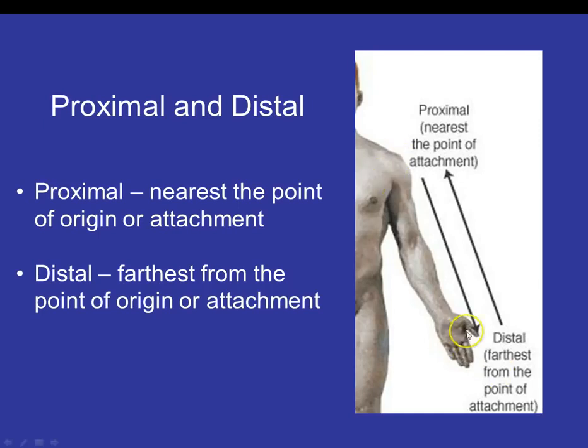So your fingers and your hands are going to be the furthest away from it, meaning that that's the distal end of the arm. Just like with your legs, your toes and your ankles will be the distal end of the leg. Your hip will be the proximal because it's nearest the point of origin or attachment, because your leg attaches to the body at the hip.